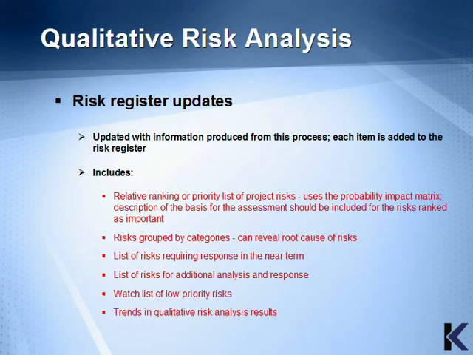Risks grouped by categories can reveal the root cause of risks, the list of risks requiring responses in the near term, a list of risks for additional analysis and response, a watch list of low priority risks, and trends in qualitative risk analysis results. This concludes our review of the tools and techniques and the output for qualitative analysis. In the next section, we'll cover quantitative analysis.